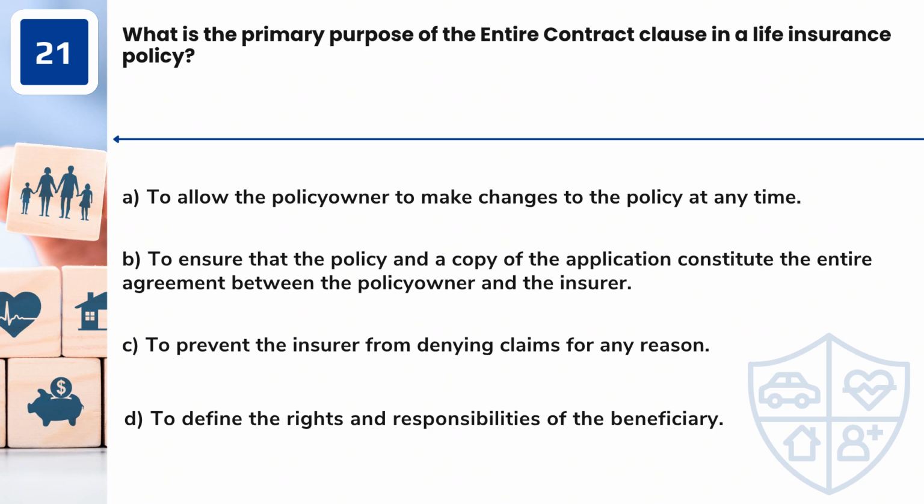Question 21. What is the primary purpose of the entire contract clause in a life insurance policy? A. To allow the policy owner to make changes to the policy at any time. B. To ensure that the policy and a copy of the application constitute the entire agreement between the policy owner and the insurer. C. To prevent the insurer from denying claims for any reason. D. To define the rights and responsibilities of the beneficiary.